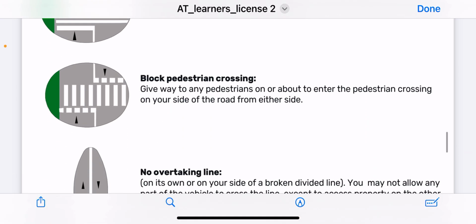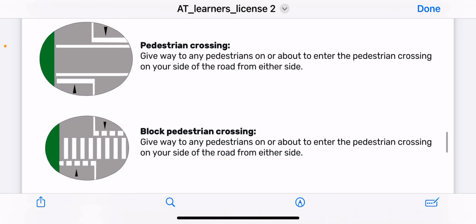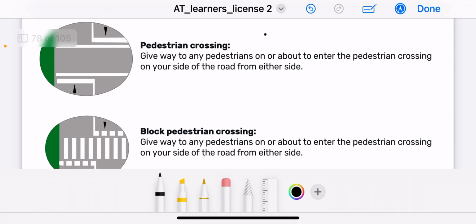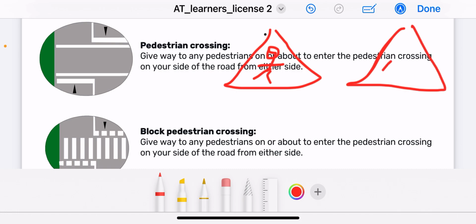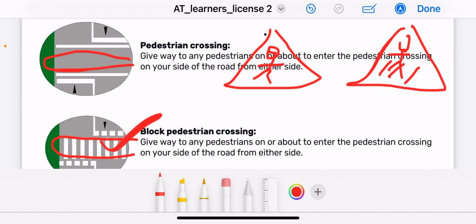And then you have the block pedestrian crossing. Sometimes you get a board saying warning, marked pedestrian crossing, then there is someone there. So this one is a block pedestrian crossing, but these ones are just pedestrian lines. This and that have the same function. You just have to allow the pedestrian to cross.